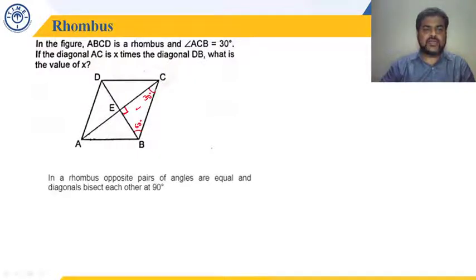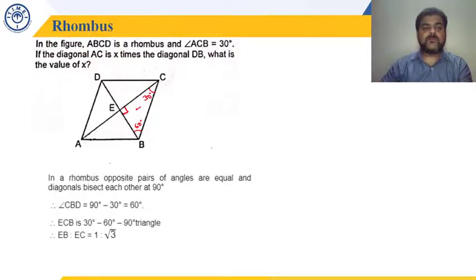So you see, triangle CEB is a right angle triangle with angles 30, 60 and 90. This we have learned as a special case of Pythagoras theorem, or special cases of right angle triangle. So this will become a 30, 60, 90 triangle in which the ratio of the sides will be 1:√3:2. So opposite 30 degrees, if this side is 1, then opposite 60 degrees, this side will be √3, and opposite 90 degrees, this side will be 2.